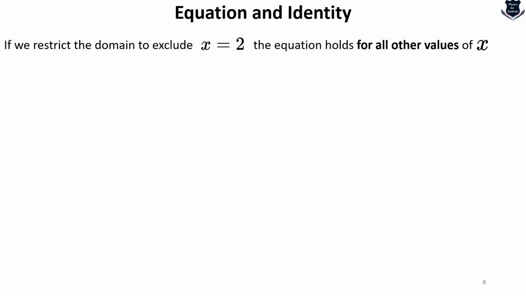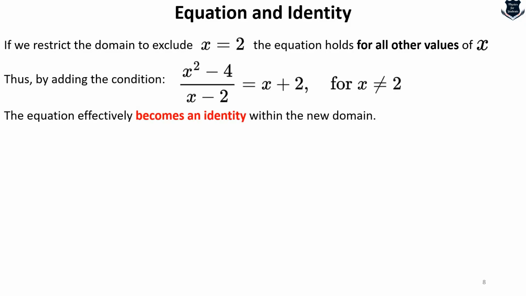The first thing is that we need to restrict the domain and exclude x equals 2, because the basic definition of identity, if you follow right from the beginning of the video, is that an identity is true within its domain. So the most important thing we need to do is specify the domain. And this equation holds for all other values of x. So adding the condition x not equal to 2, this equation effectively becomes an identity within its domain.